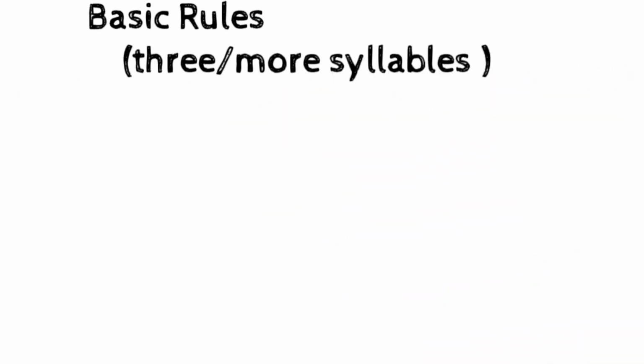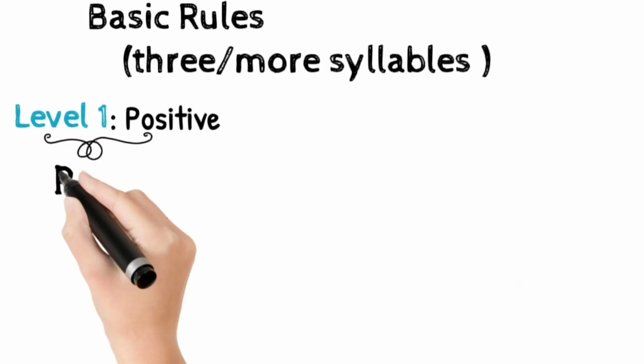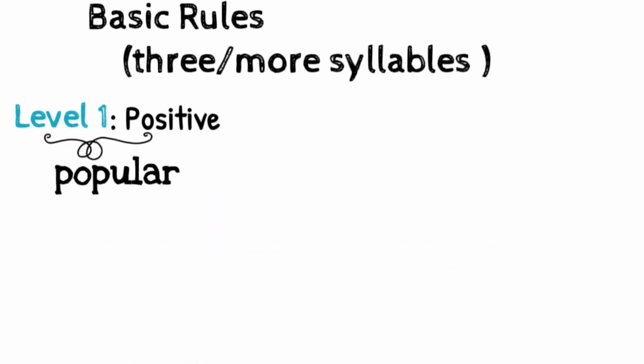The next basic rules are for adjectives with 3 or more syllables. Level 1, positive adjective. For example, popular. Popular is an adjective in its original form. We don't have to add or change anything to it.